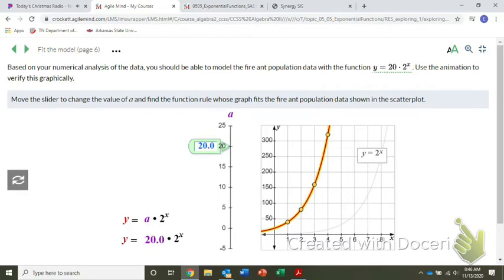All right, so for this specific one, this is just an animation. You don't have to write this one. It's just showing you that your a value makes it get steeper or more flat, okay?